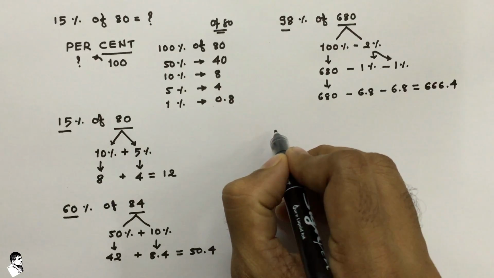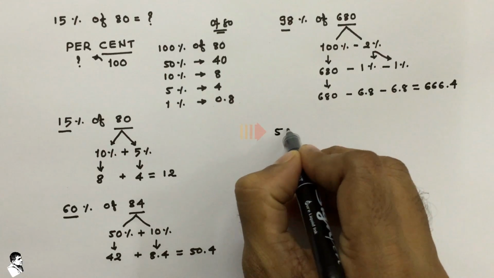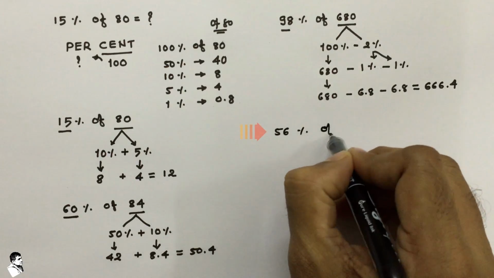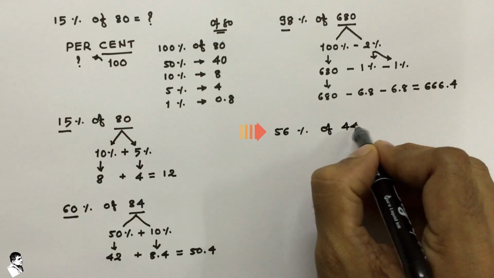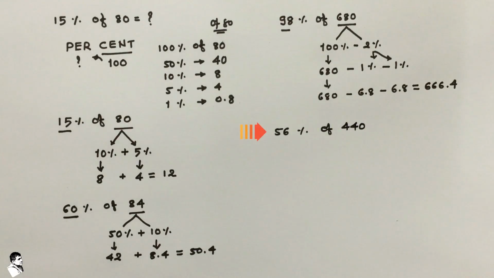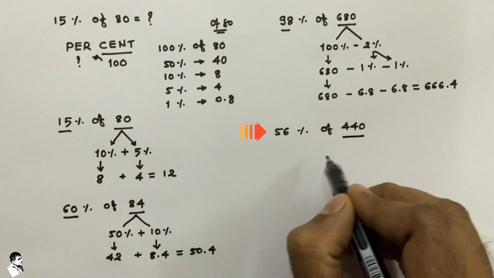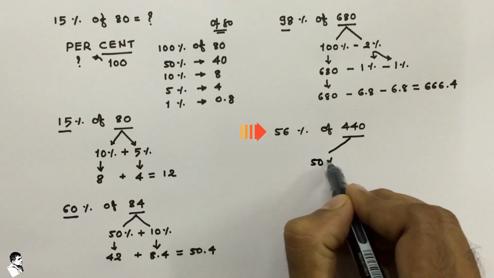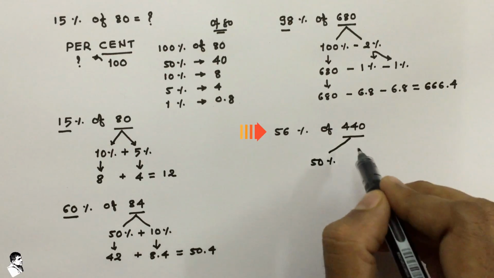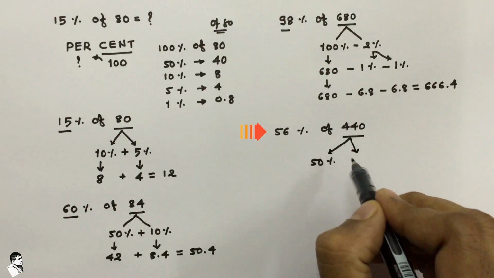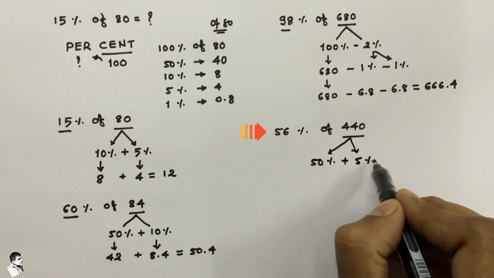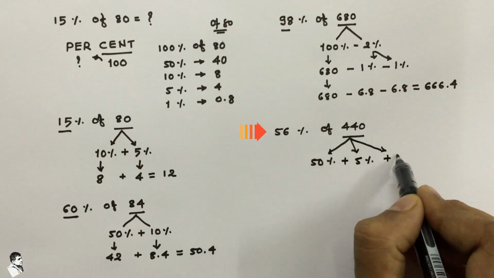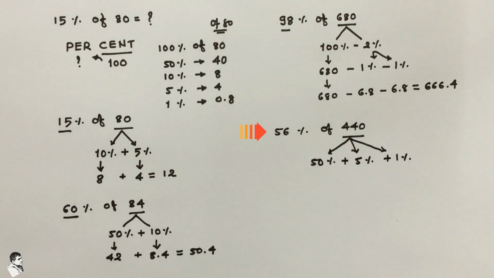Again next, if we take 56% of 440, what is the answer of this? So here if we take parts of this percentage, this is the very easy way to take parts of 56, that is 50%, then 5%, again plus 1%, right?